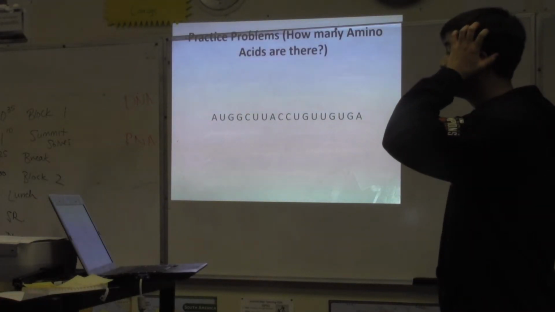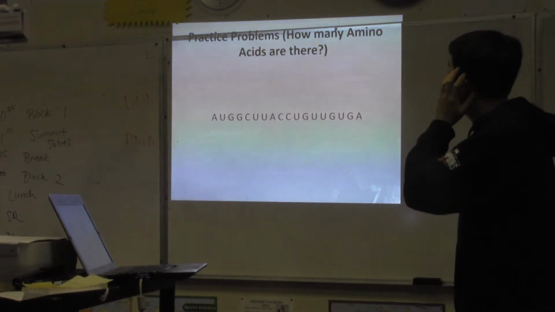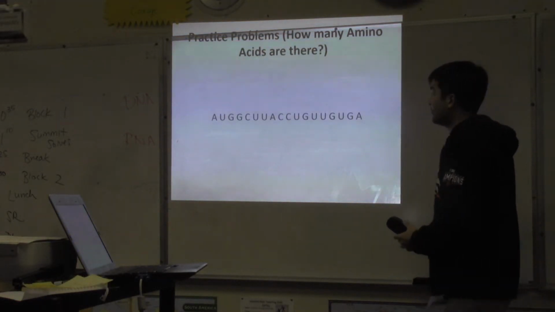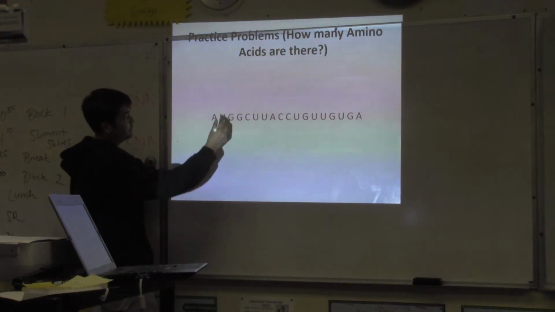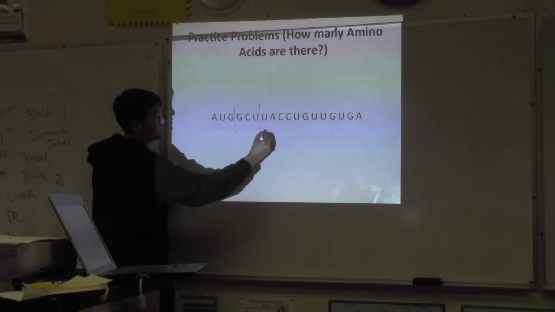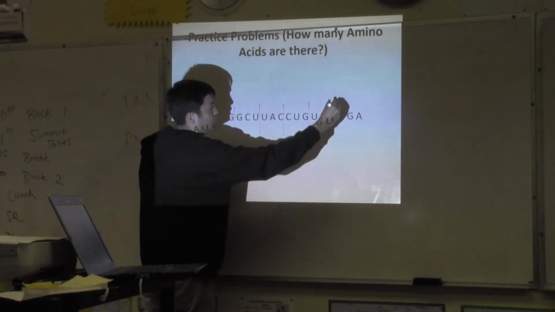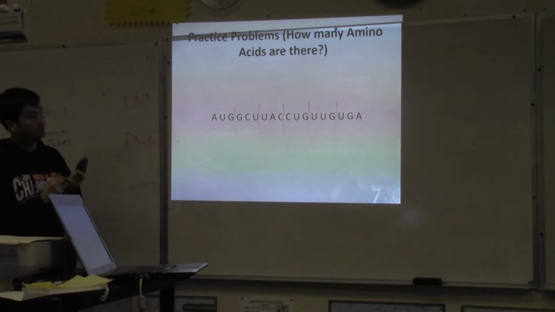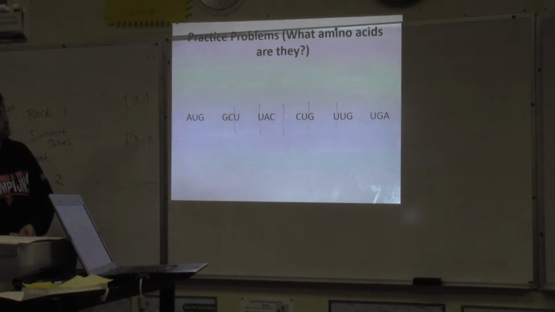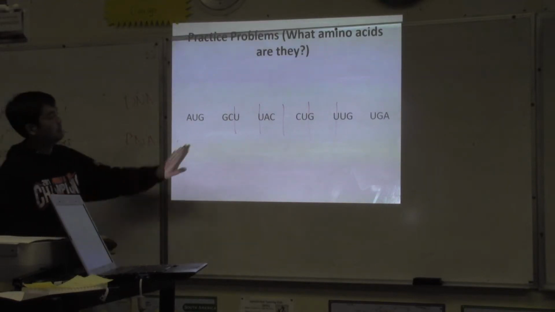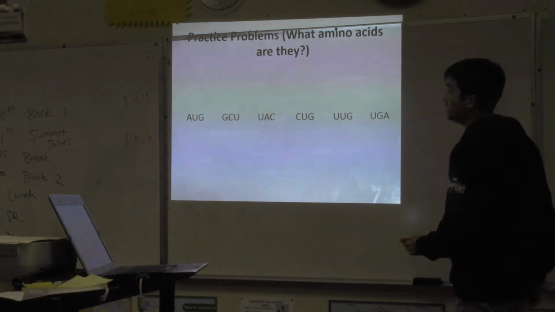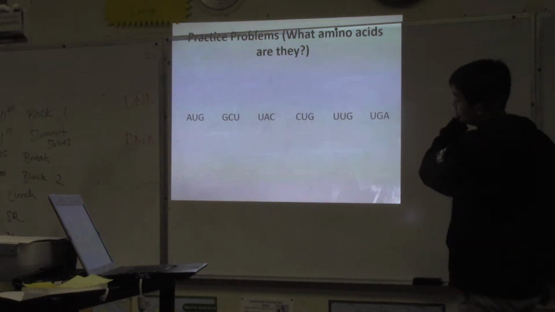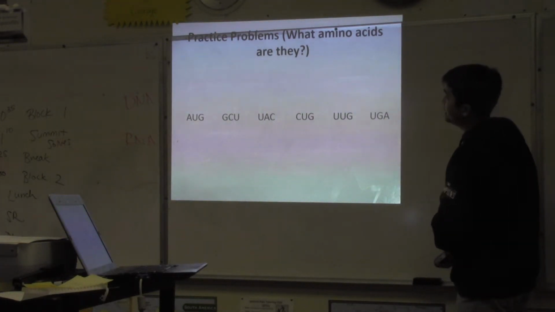Remember before we talked about codons? Codons are in groups of 3. So if this question asks how many amino acids are there, we want to split this up into groups of 3. We're talking about 6 different amino acids. And so we're going to separate them out, if that helps. And now we want to actually use the wheel, or use the table, to decipher what amino acids they are.